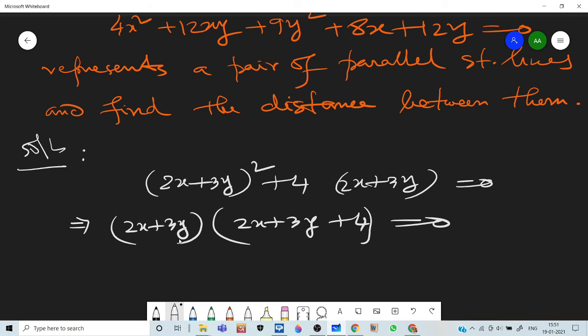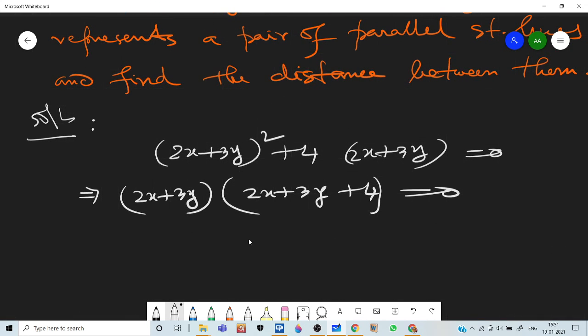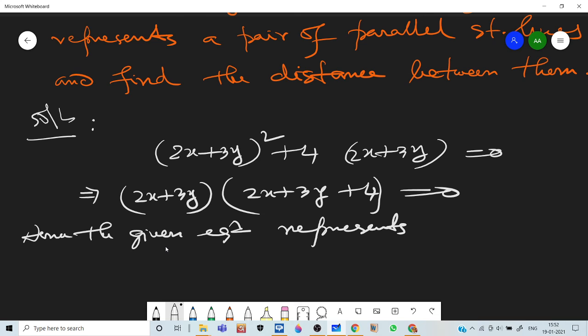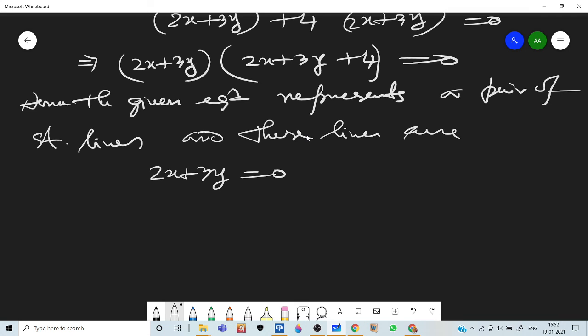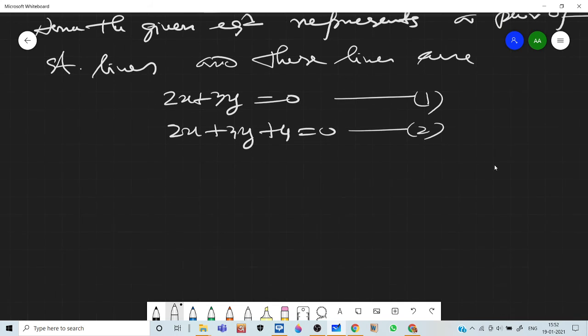So the given equation is the multiplication of two linear factors, this and this. Separating this, equating each factor to zero, we get, hence the given equation represents a pair of straight lines. And these lines are 2x plus 3y equal to 0 from the first factor, and from the second factor 2x plus 3y plus 4 equal to 0. Call it 1 and call it 2. So we get two linear equations.